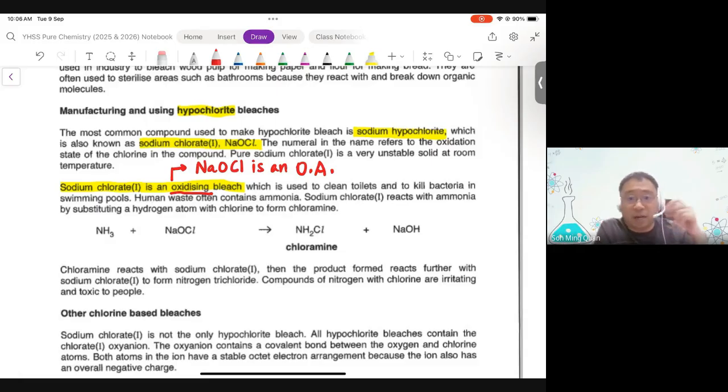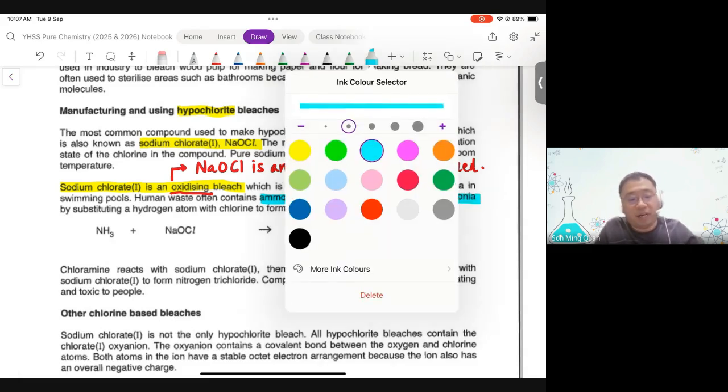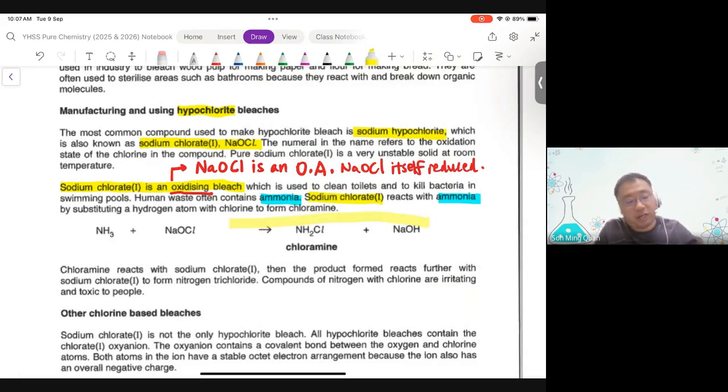Read the chemical names and write things down to relate to what you have revised before. Oh, I've learned this word oxidizing before. Mr. So taught me that oxidizing means it's an oxidizing agent. Oxidizing agents are themselves reduced. Because it's an OA, NaOCl must be itself reduced. Okay? And this is how it works. So next they tell you human waste often contains ammonia. That's chemical number 2, right? Ammonia. So now ammonia reacts with sodium chlorate(I). And here's the equation.